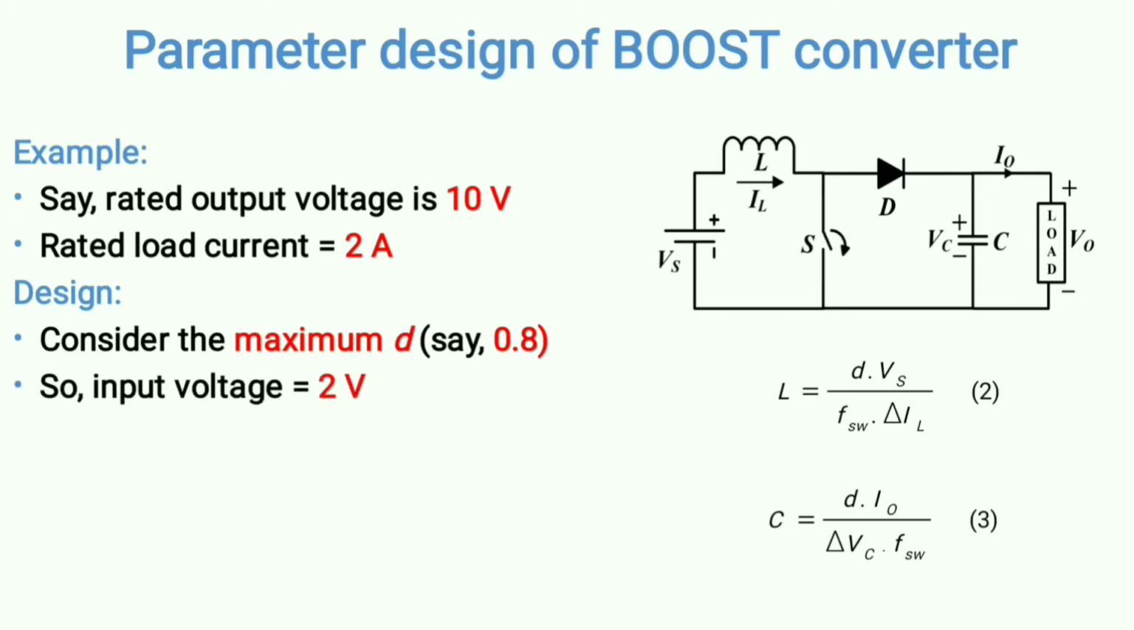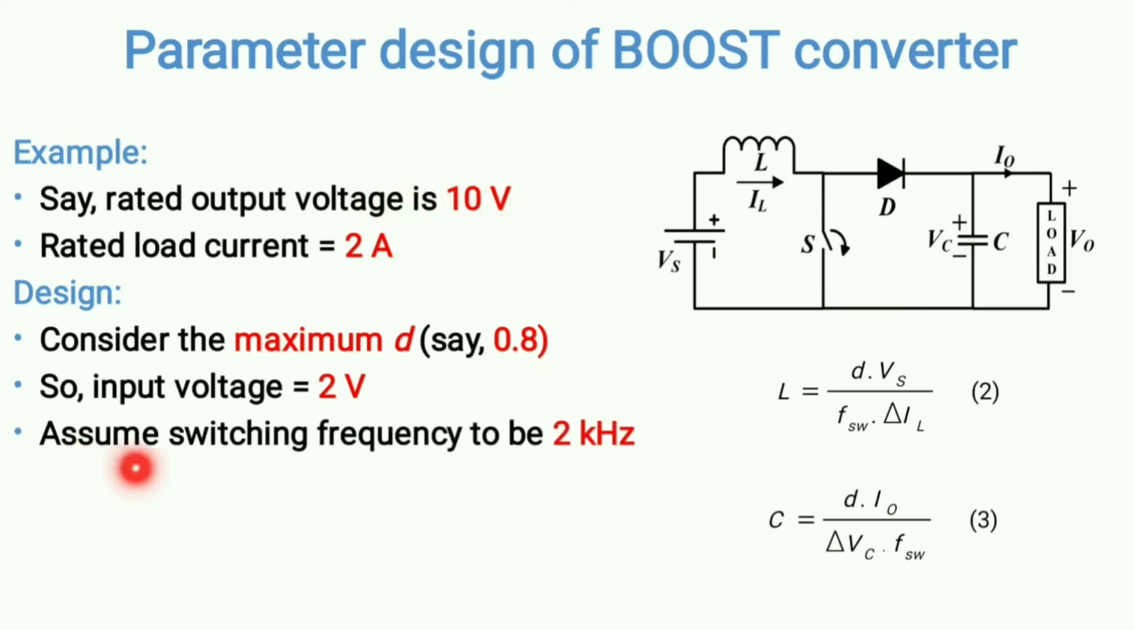So accordingly your input voltage will be 2 volts. If you calculate using equation number 1, you will get the input voltage to be 2 volts. That means if your input is 2 volts and you set your duty ratio at 0.8, you will get the output voltage to be 10 volts. Again, assume the switching frequency to be 2 kilohertz based upon your application. You can choose any switching frequency.